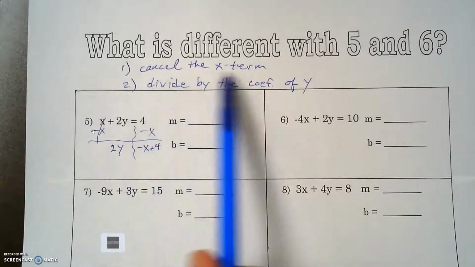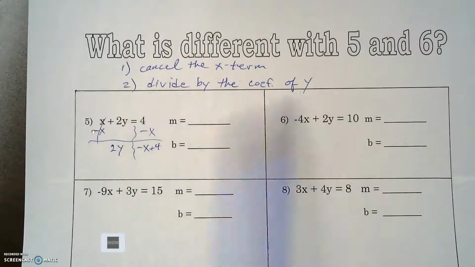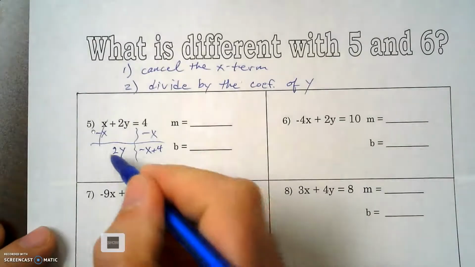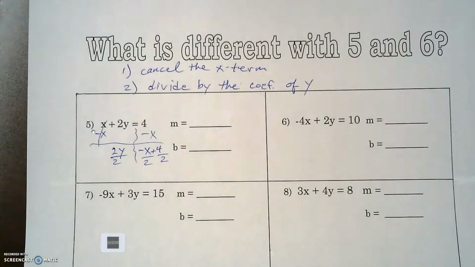That was step 1. Cancel the x term. You see step 2, divide by the coefficient of y, which is that 2. You have to divide everything by 2, all 3 parts.